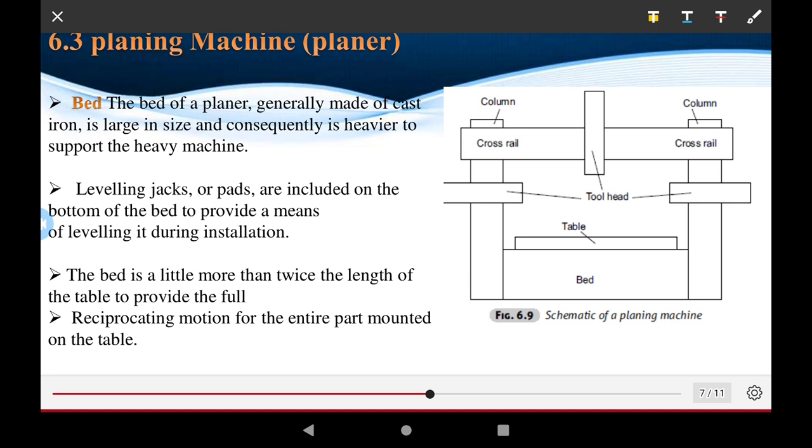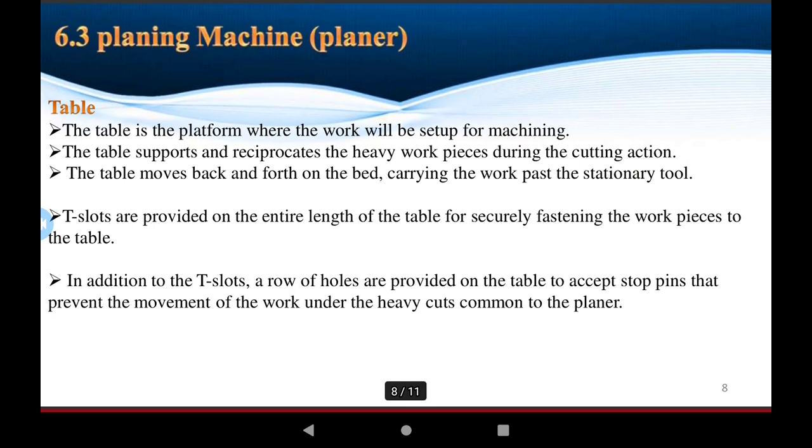This is the reciprocating motion: the tool reciprocates, and the table is stable for the entire part mounted on the table. The table is also mounted stable in one position. On the planer the table is the platform. The table also supports the workpiece.